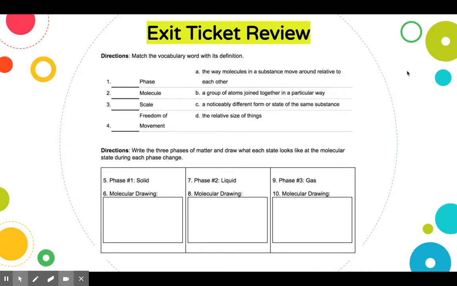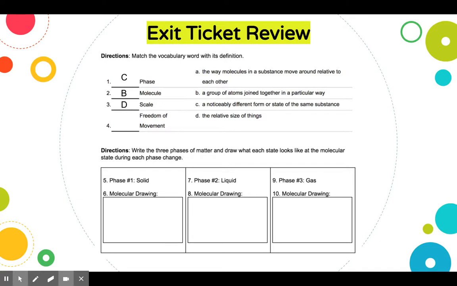You should have your science notebook out, so you should have these definitions in front of you, or accessible in some fashion. Number 1, the definition of phase belonged with letter C. This might not look exactly like the matching question that you had, but it was close enough, so I included it. A phase is a noticeably different form or state of the same substance. A molecule is a group of atoms, which is letter B, joined together in a particular way.